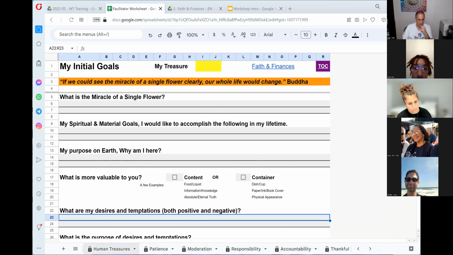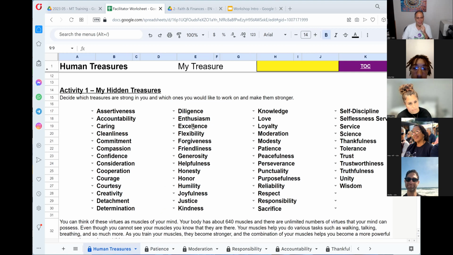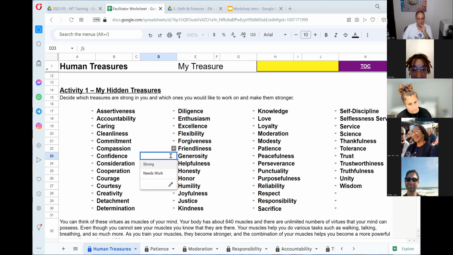So the first assignment for next week is we want you to go through all these character traits and select at least 3 or 4 of them and decide whether you're strong in them or those are something that needs work. And the way you do that, there's this drop down. If you click on the down arrow, you can select if that is a strong character trait, I'm a generous person, or no, I'm really a proud person and I need to work on it. I need to become really humble. Because one of the first steps is to acknowledge our strengths and things that we need to work on.